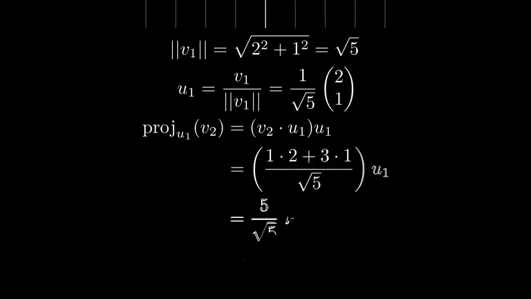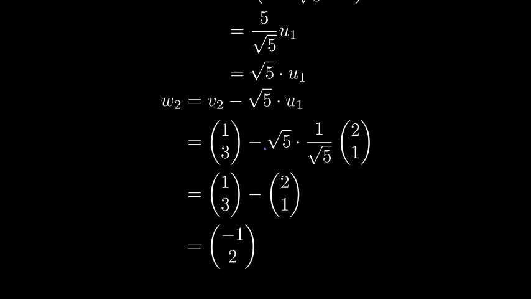First, we calculate the projection of v_2 onto u_1. This is v_2 dot u_1, which is 1 times 2 plus 3 times 1, all divided by square root of 5. This equals 5 divided by square root of 5, which simplifies to square root of 5. Then we multiply by u_1. Next, we subtract this projection from v_2 to get w_2.